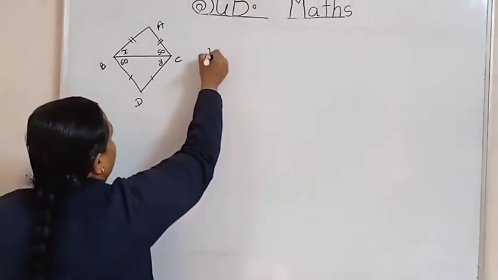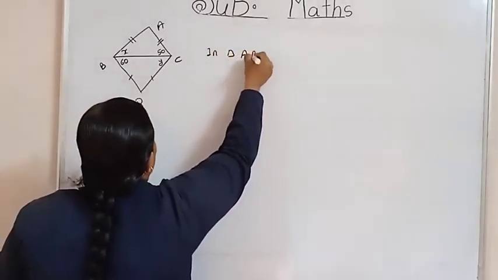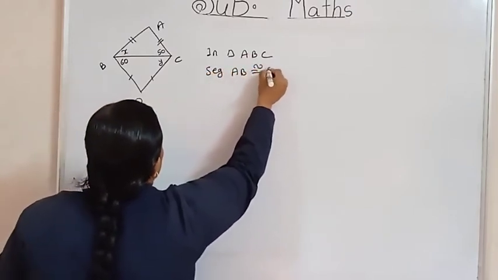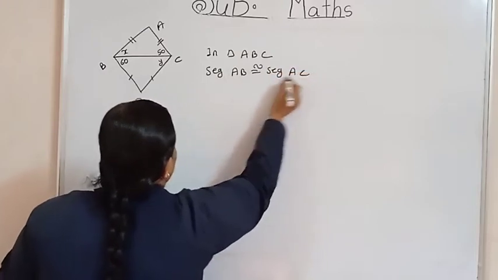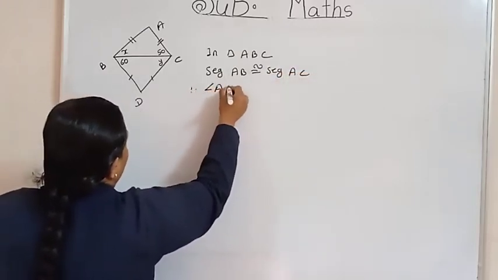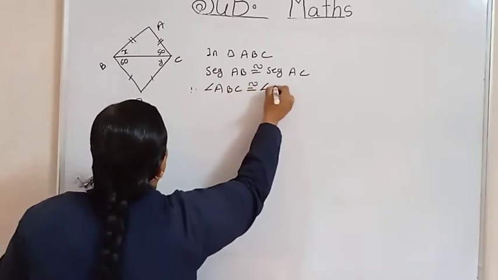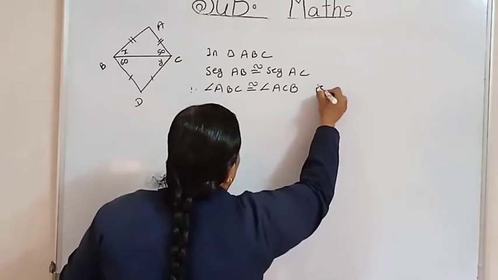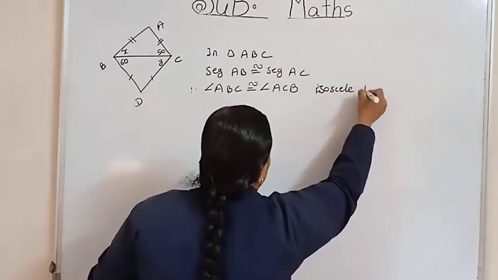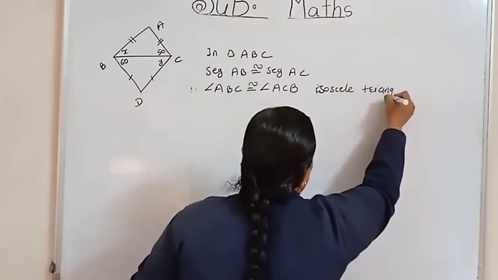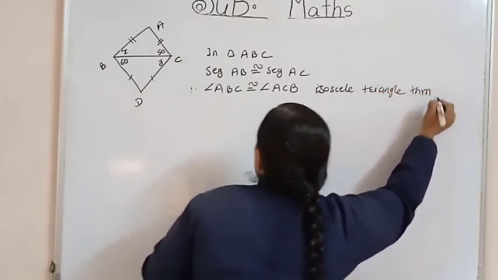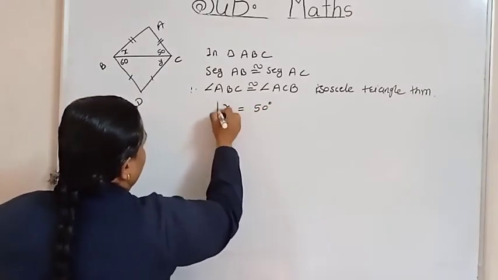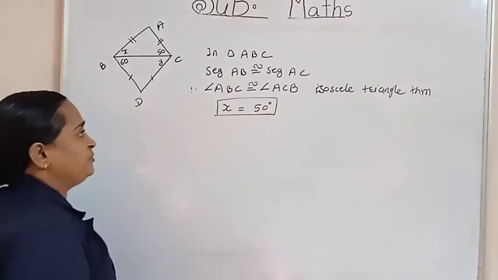Now first in triangle ABC, segment AB is congruent with segment AC. Therefore, angle ABC is congruent with angle ACB. Now this is the isosceles triangle theorem. Now angle ABC is X and angle ACB is 50 degrees. Therefore, the value of X we got is 50 degrees.